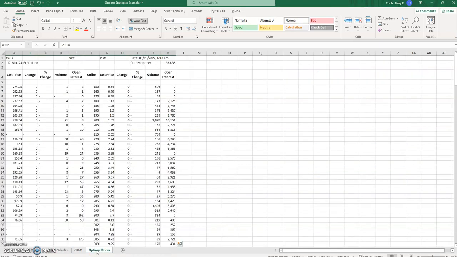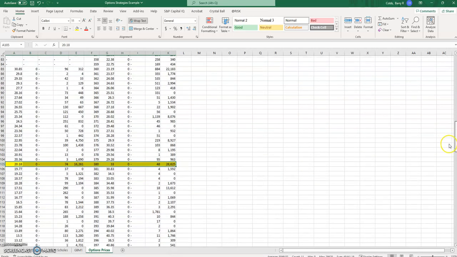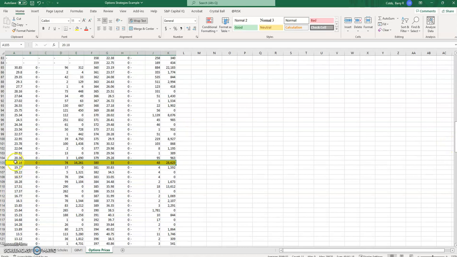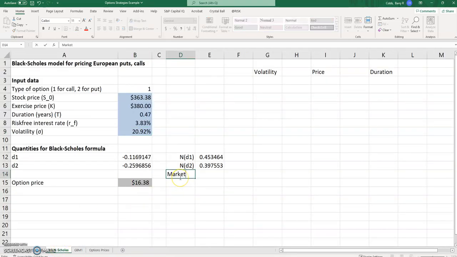Now, if we look at the options prices and scroll down to the strike price of $380, the market price for this option is $20.18. So it's pretty clear that the market is pricing in more volatility than this Black-Scholes model. All of these parameters should be very close to the actual parameters, but what's somewhat in question is this volatility. It may be that the market's pricing in volatility for a shorter historical period of time than 5 years.